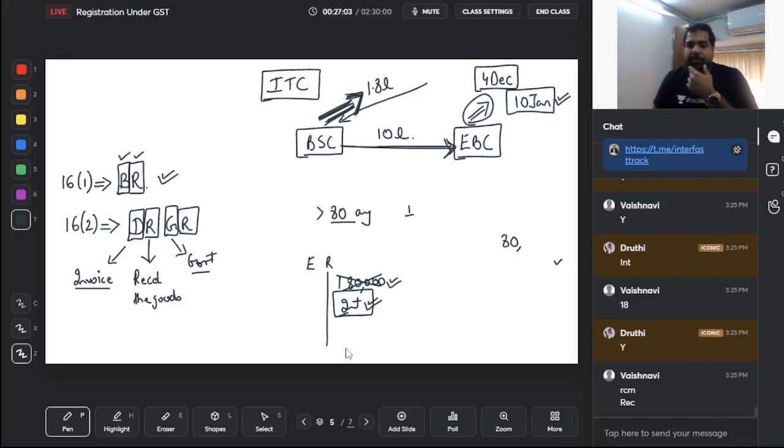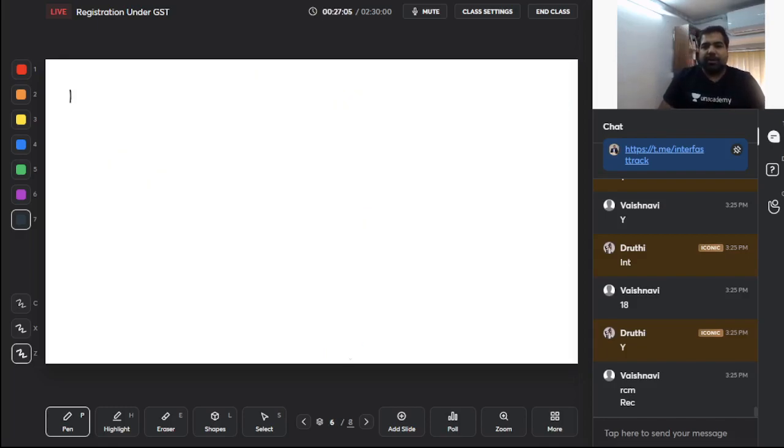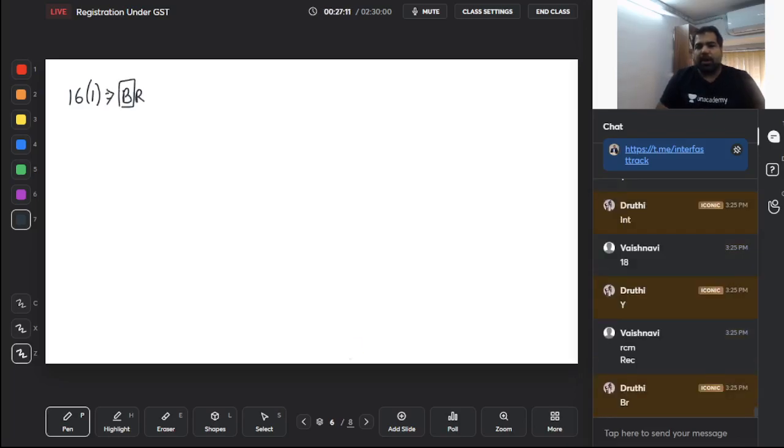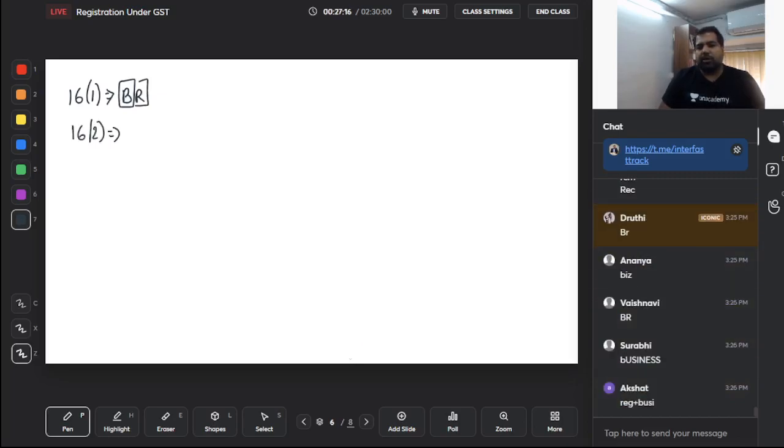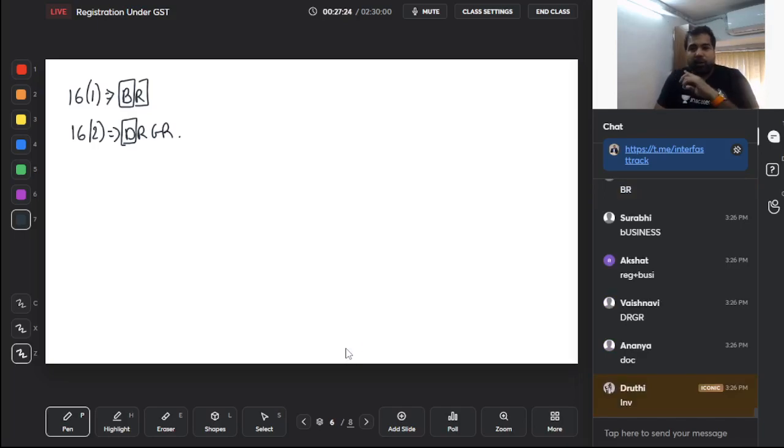So quickly guys, let's repeat the conditions on a new slide. Please tell me, Section 16(1), what are the two conditions? The inputs etc. should be for business purpose and you should be registered. 16(2) has four conditions, D, R, G, R. What are the four conditions? You should have a document. The return should be filed by the supplier. If they don't file, you don't get any credit.